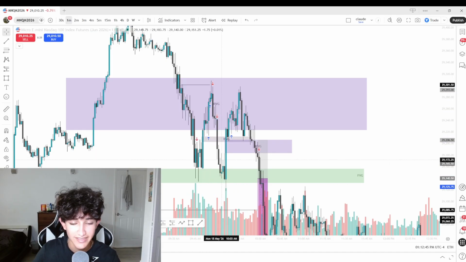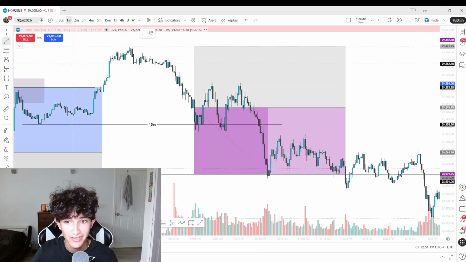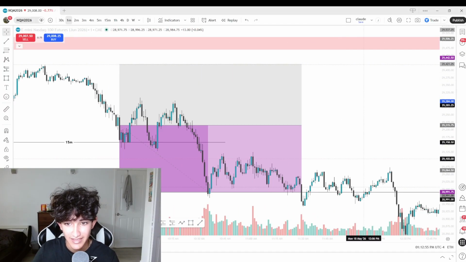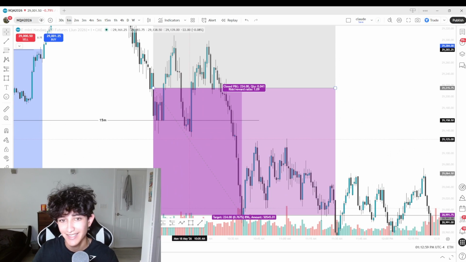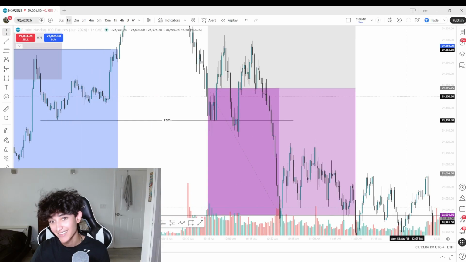I did like that we literally pushed past this rejection block right here, but we ended up coming back towards it. As you can see, look, we had this literal rejection block right here. We pushed past it, and then we just pumped up. So I was like, hey, I gotta go break even here.